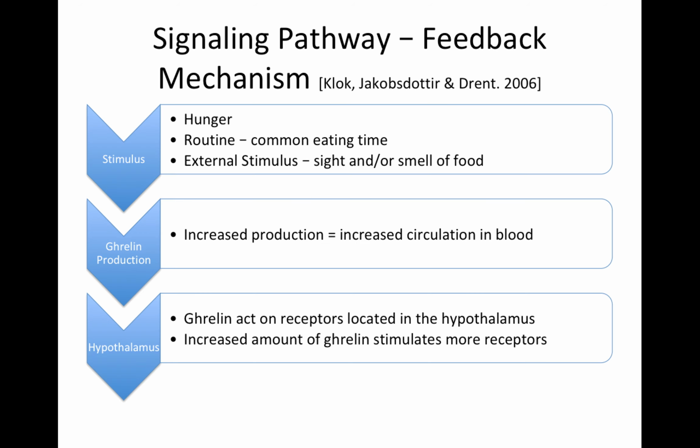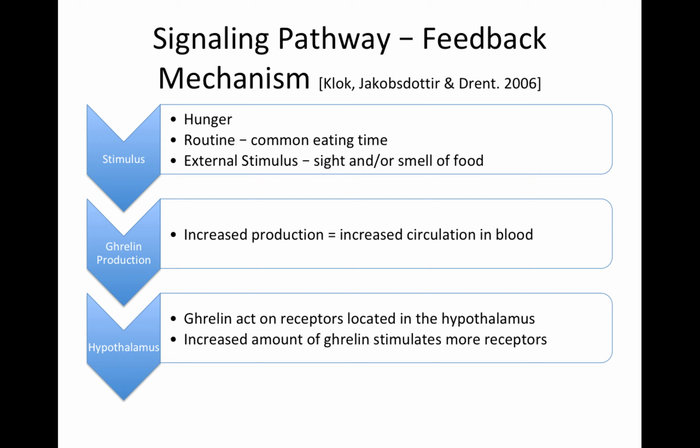So ghrelin's basic role in the body is to stimulate our appetite. You could even say a type of inbuilt survival mechanism, and it works off a feedback system. To increase ghrelin production, there needs to be a stimulus, and the usual stimulus for ghrelin production is obviously hunger. But ghrelin production can also be stimulated automatically through the body's adaptation to your usual daily habits, in this case, your usual eating time. And external stimuli such as sight and smell of food can also increase ghrelin production.